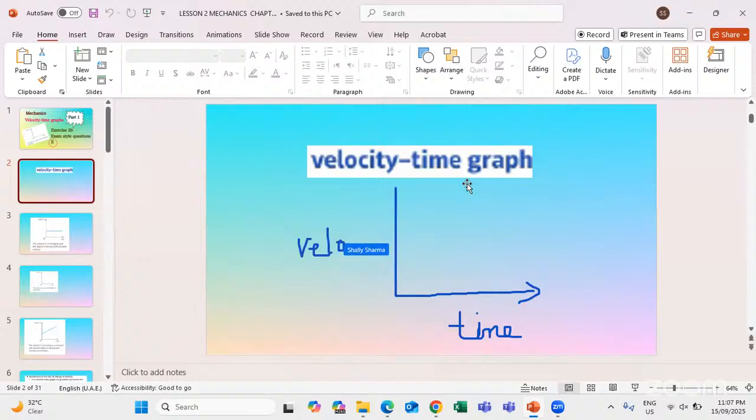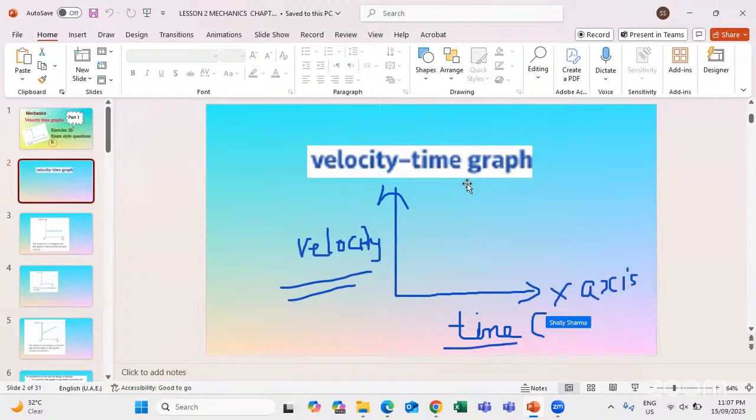The most important thing we need to remember is that velocity will always be represented along the y-axis, which is our vertical axis, and the other one is time, that is the x-axis. When we represent the time, we need to mention if it is measured in seconds, and the velocity if it is measured in meters per second. So always remember, a velocity time graph is a graph between the two quantities velocity and time. Velocity is always along the y-axis and time along the x-axis, and make sure you mention the units as well.